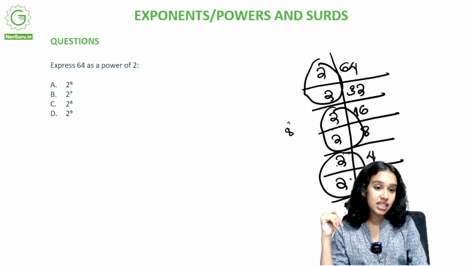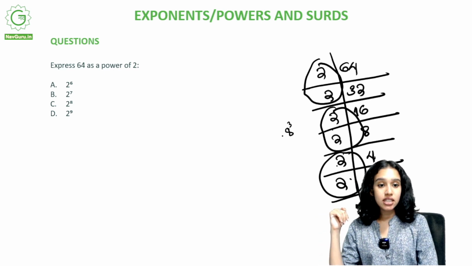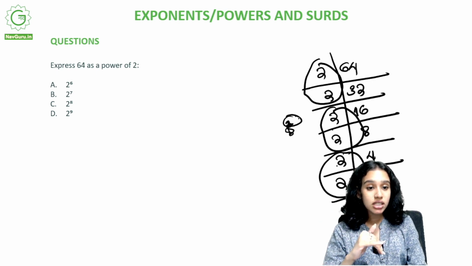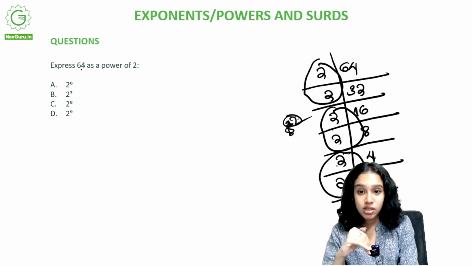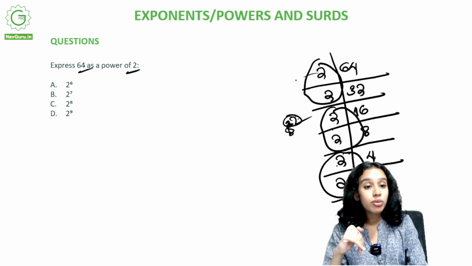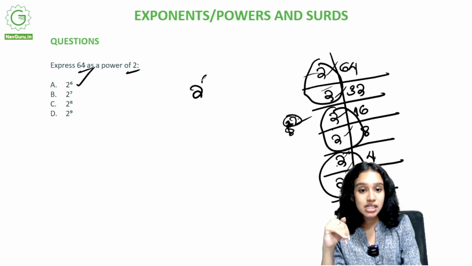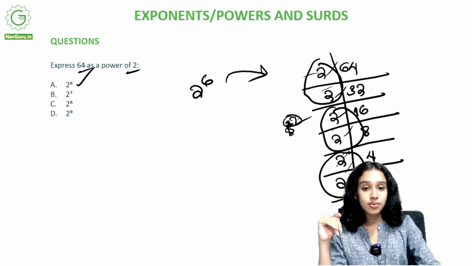8 raised to 3. Should we say that? 8 raised to 2. No, we are not expressing it as squares. We are not caring about these exponential terms. We need to express it as the power of 2. So how many 2's are here? 1, 2, 3, 4, 5, 6. That is 2 raised to 6. 2 is multiplied 6 times to get 64 here.